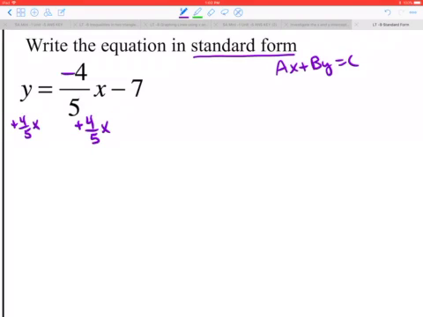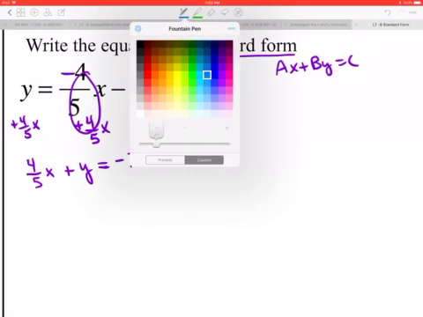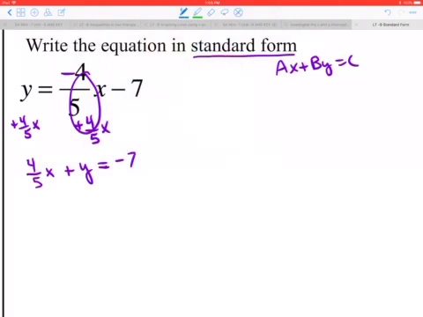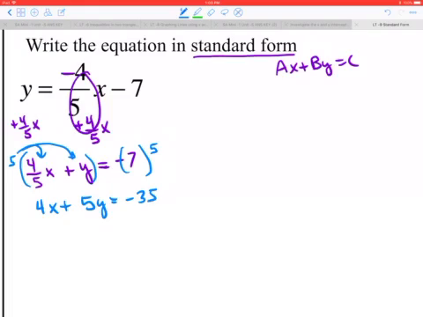Now, y plus 4/5 x is an unlike term, but I'm going to strategically write 4/5 x first because I want the x term to come first. And that's going to give me negative 7 on the other side. Now, the next thing is that I've got x and y on the same side, but I don't want the 4/5. I don't want a fraction. A, b, and c must all be integers. So I'm going to multiply both sides by 5. The 5 gets distributed in, and that gives me 4x plus 5y equals negative 35.